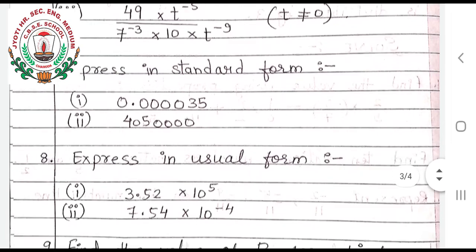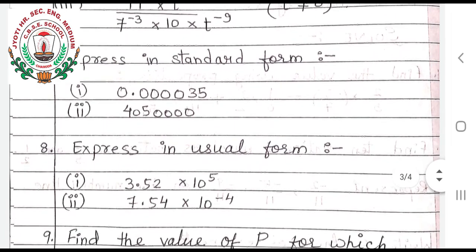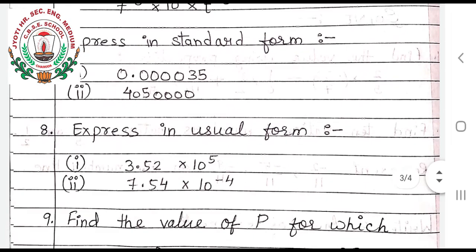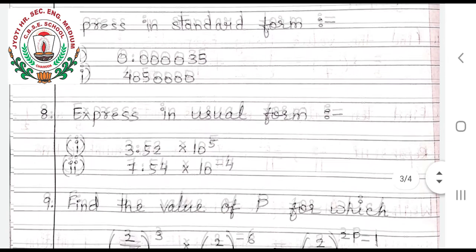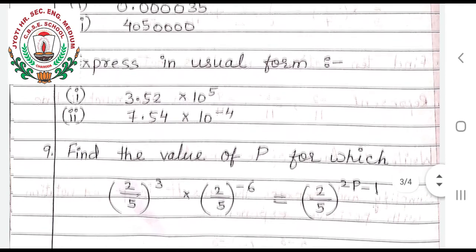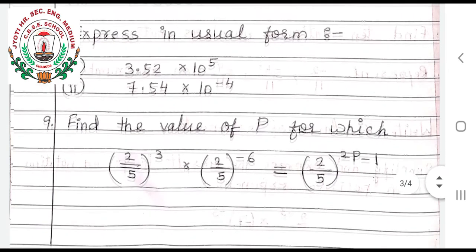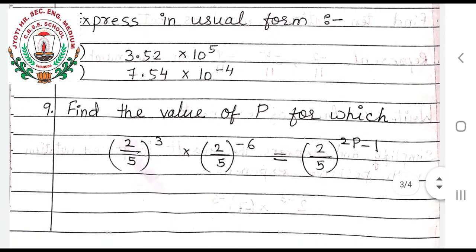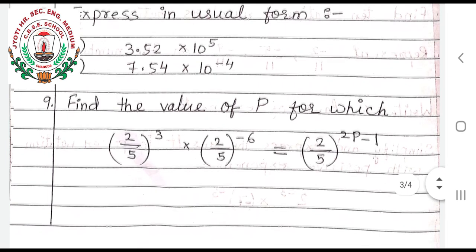Solve that. Then next, find the value of p. It is from the powers and exponents chapter, where this question is an extra question. Now you have to consult example number 5 and question number 5 of the exercise, just similar. So use that property and solve.